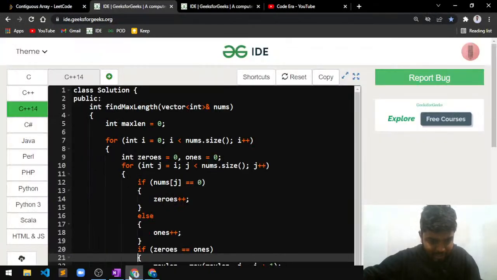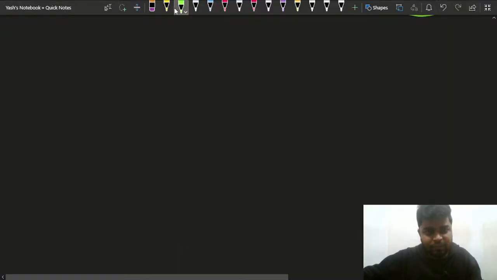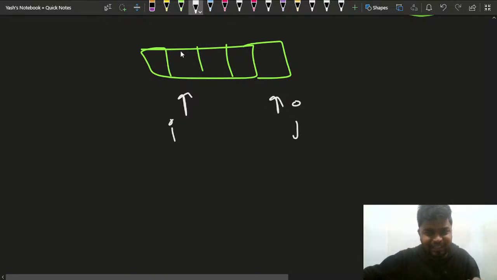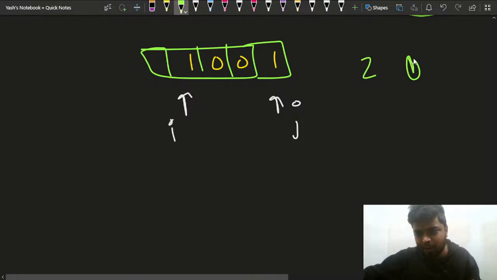Suppose you are at a particular subarray like this, where I is here and j is here, and the number of zeros and ones are equal. Let's say this is the situation. In this case, I can see that I have two ones and two zeros, so it's equal.